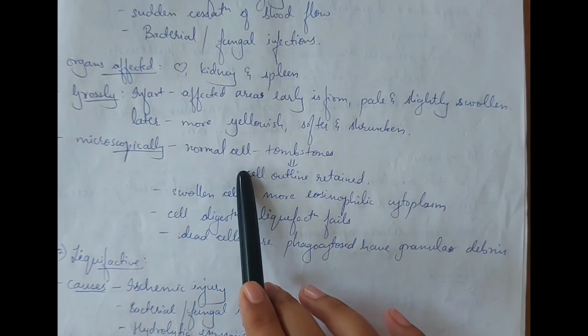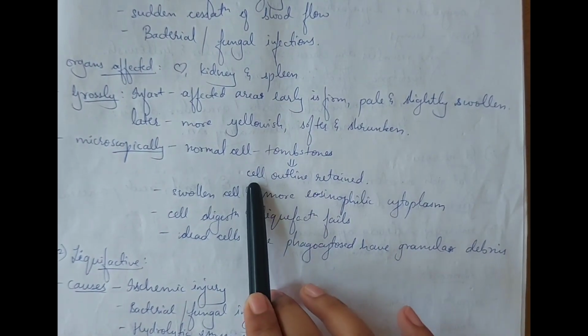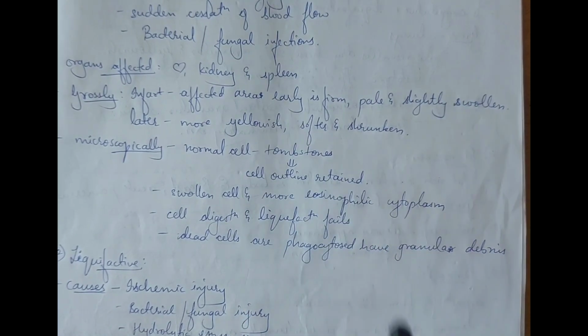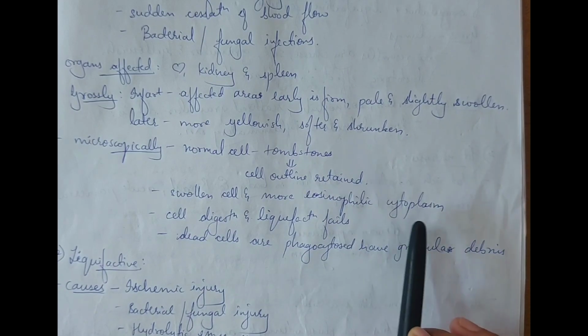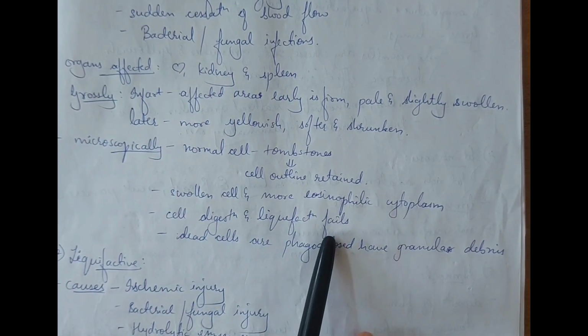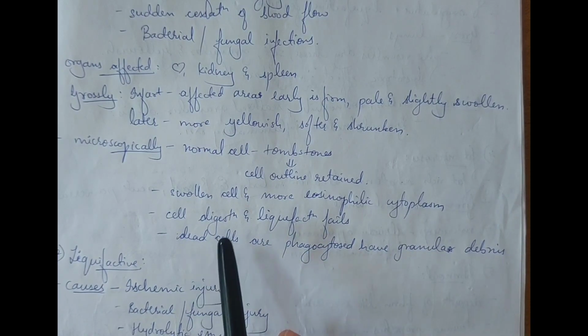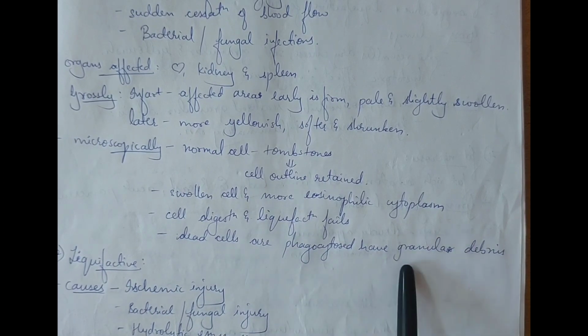Microscopically, the normal cell outline is retained, which is called tombstones. Later, swollen cells and more eosinophilic cytoplasm are seen. Cell digestion and liquefaction fail here, therefore it is called coagulative. Then the dead cells are phagocytosed, leaving granular debris.